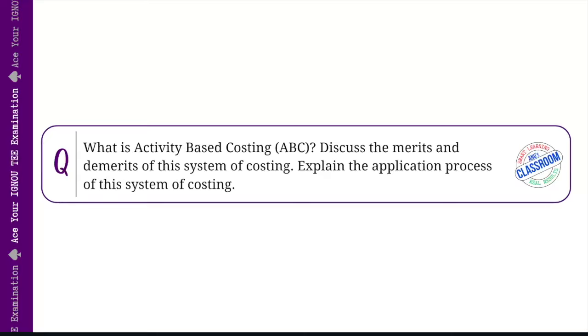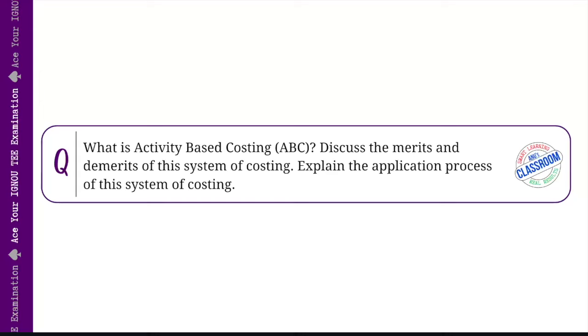Now, finally, before we wind up the answer to this question, let us go through the application process of ABC. The first step is to identify activities. That is, you have to list all the key activities in the organization and categorize them based on their cost drivers. Then you have to determine the cost drivers. That is, you have to identify what causes the cost for each activity. For example, is it labor hours or machine hours or material usage? What causes the cost for each activity?